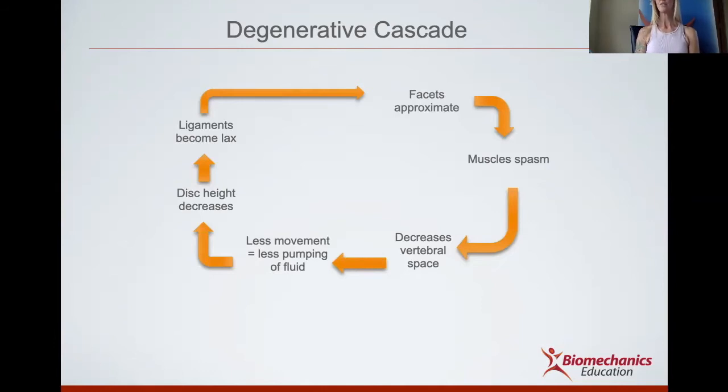What that can do, if the muscle goes into subclinical spasm, is decrease the vertebral space. That reduces the fluid being pumped through that area, which can result in a decrease in the height of the disc, which means the ligaments on either side become lax. What that can result in is those facet joints we talked about earlier will approximate or become closer together, which could result in an adaptation within the muscle. So what you can see is this otherwise maybe known as a vicious cycle, but a degenerative cascade.